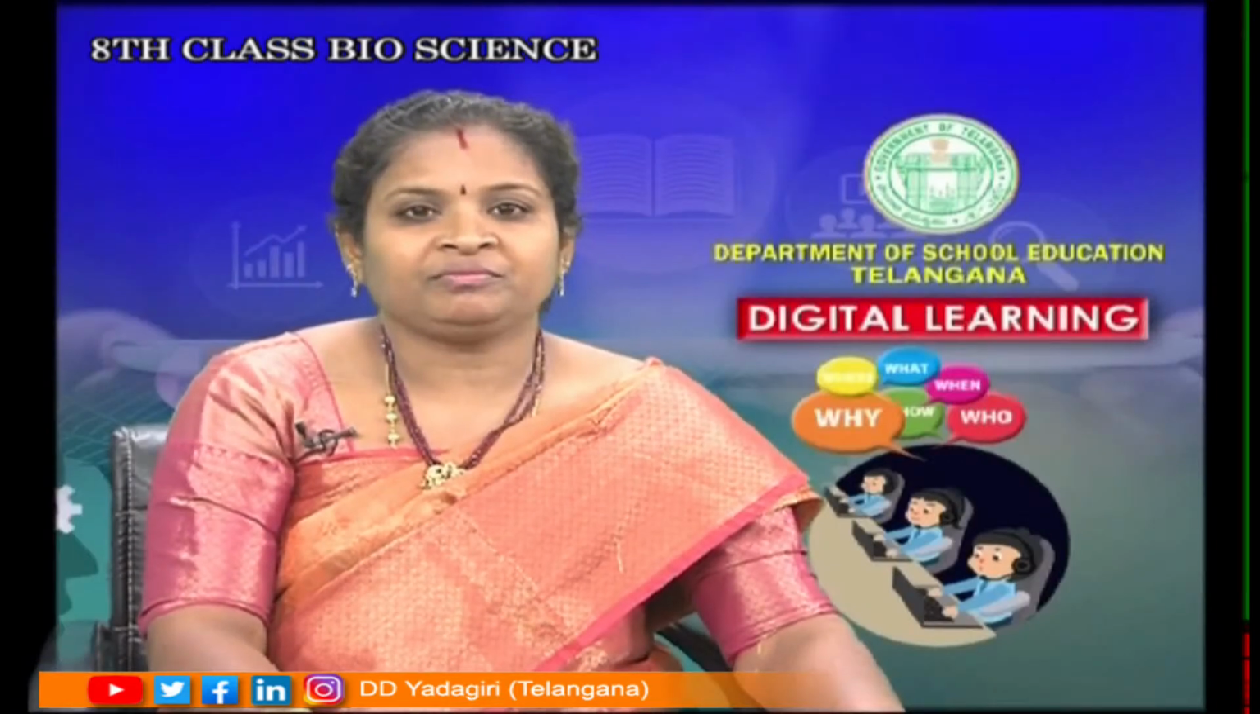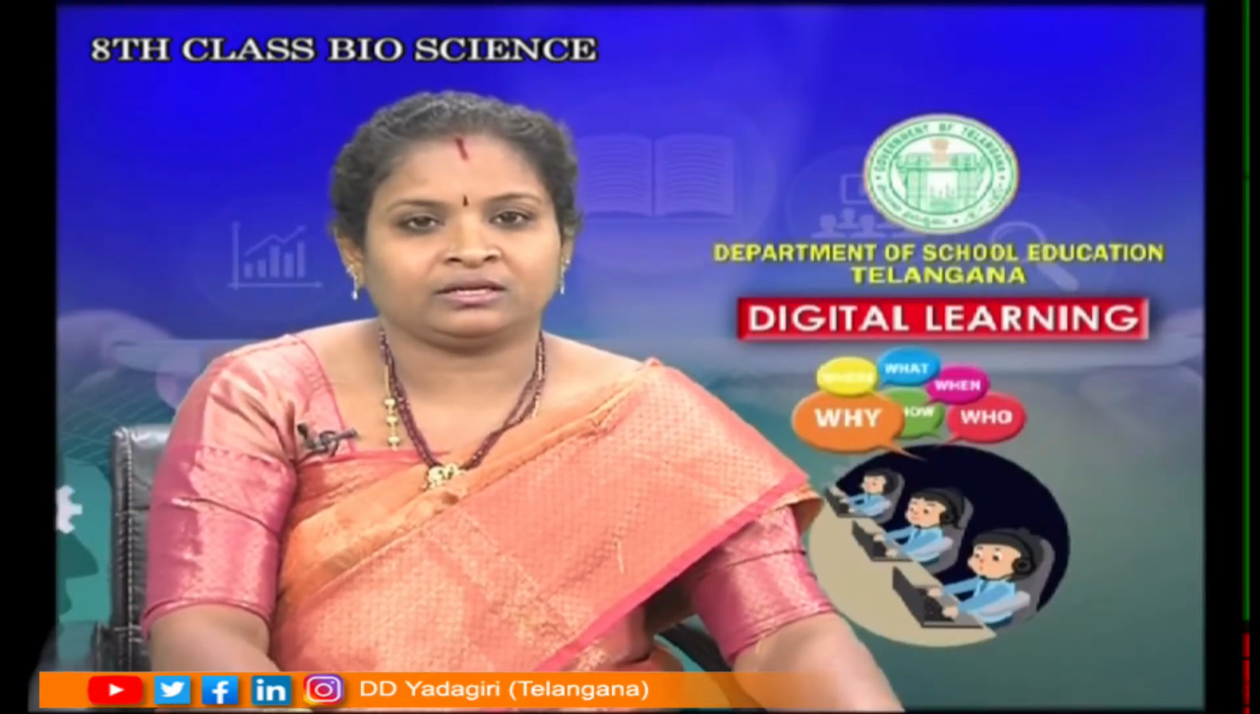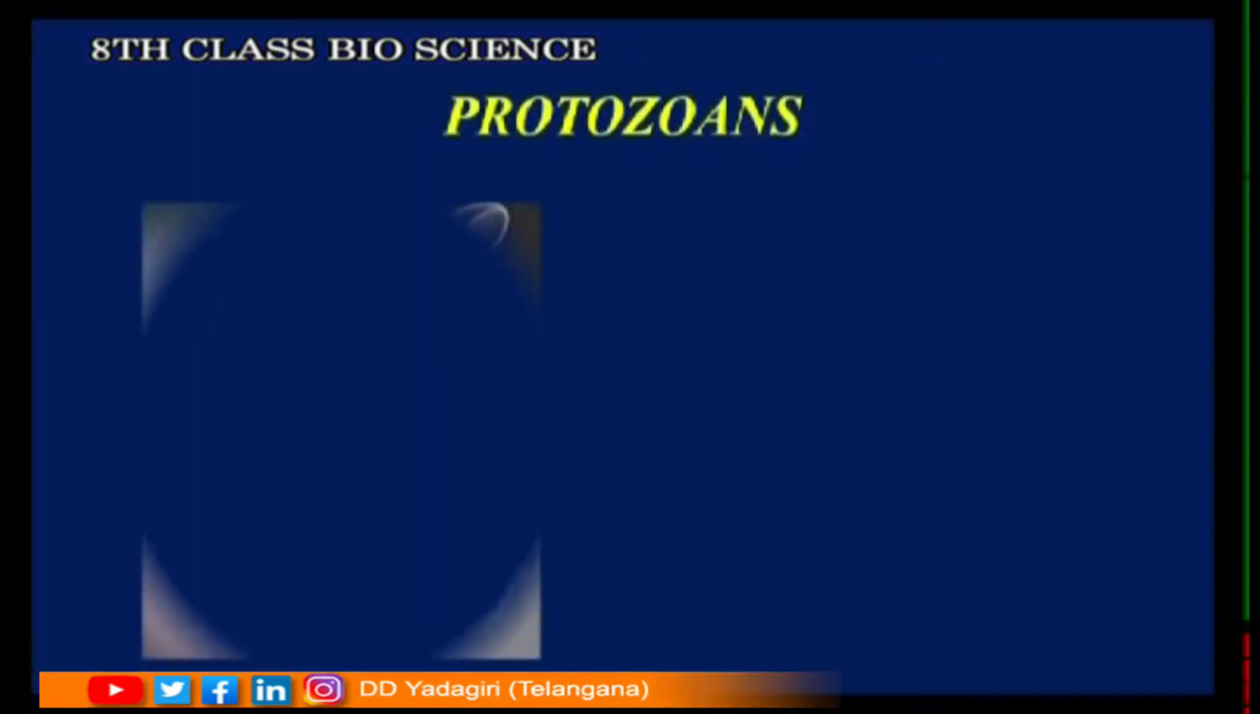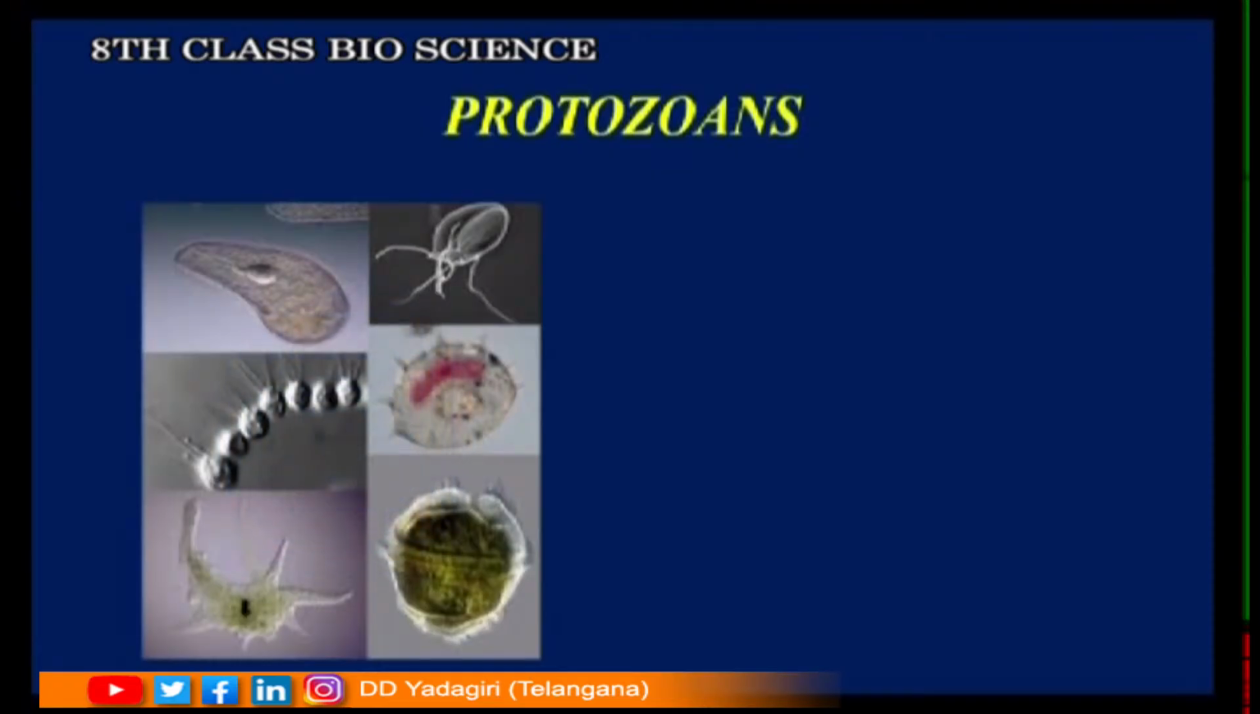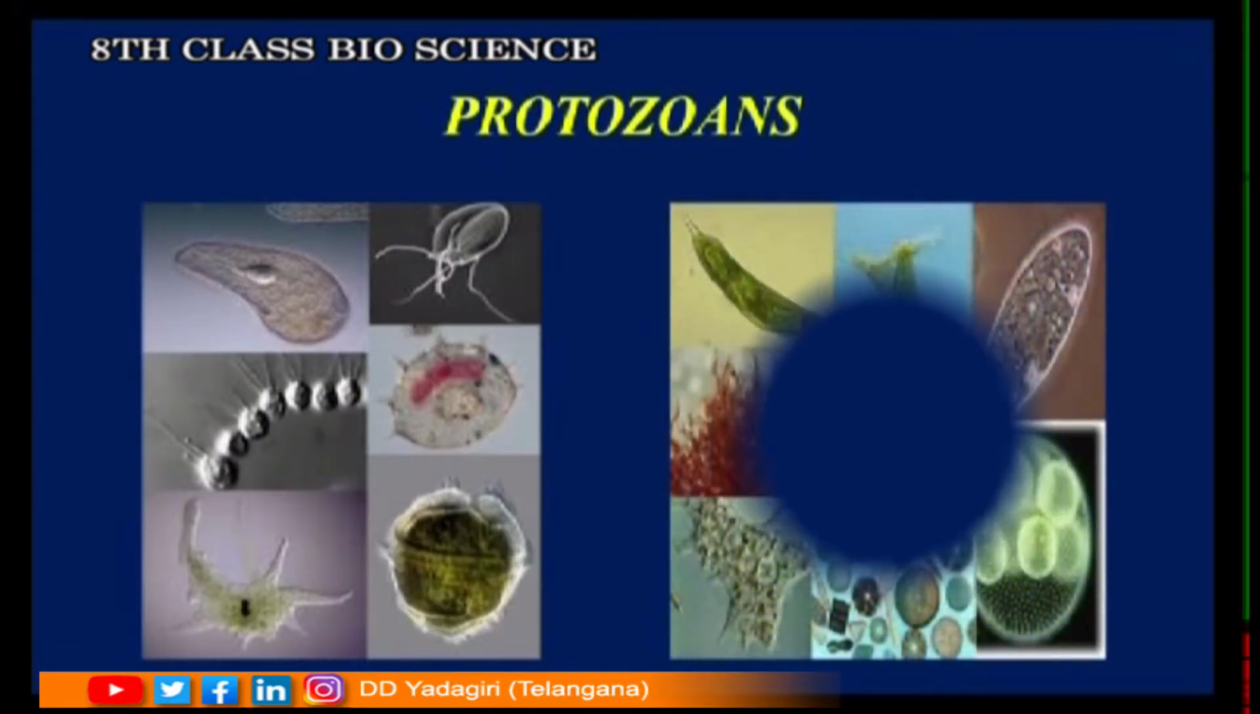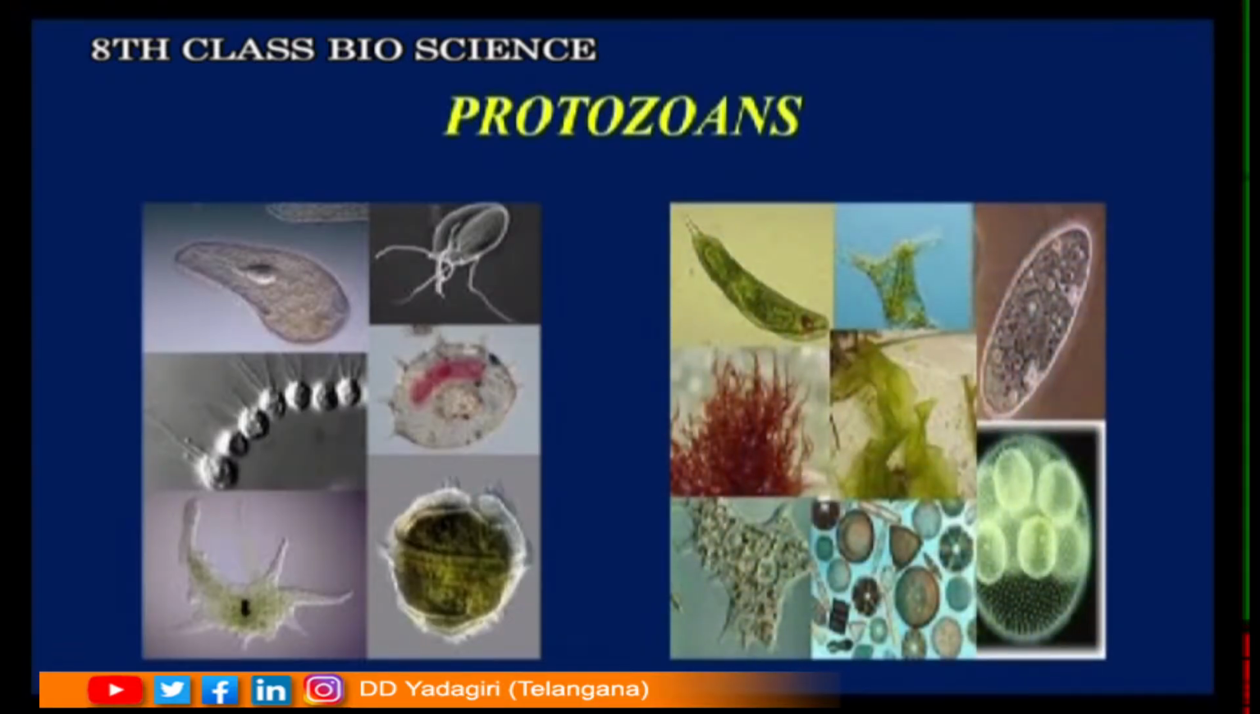So the first type of microorganisms we are going to study is protozoans. Protozoans are found in the water, in our human bodies and even in the soil. So these are the different protozoans we can find everywhere in our surroundings.